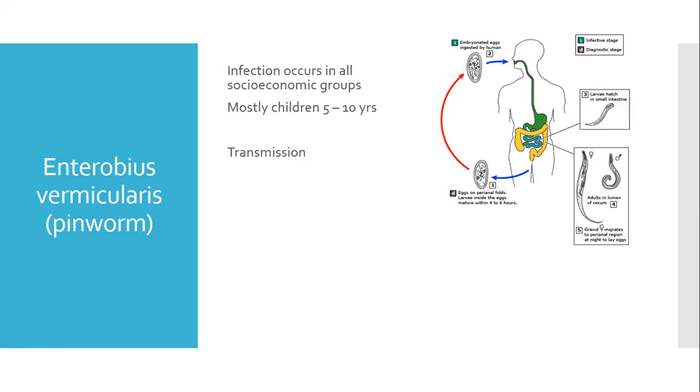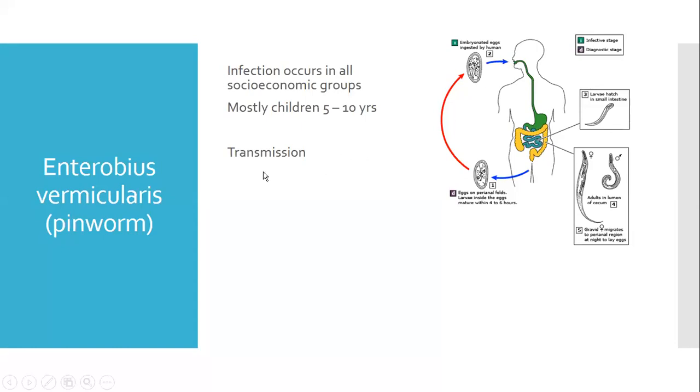Now, this is what I found interesting: in the bed linen and other fomites, these eggs can also get airborne, and then they can be inhaled as well as swallowed. This can be another mode of transmission. So now you have it that worms can also be airborne, as though we don't have enough, a huge burden of airborne infections that we have to deal with.